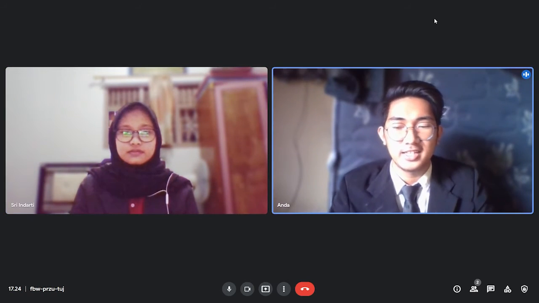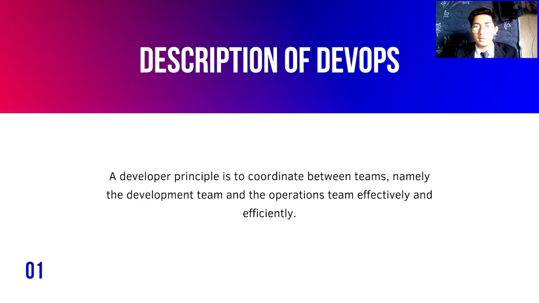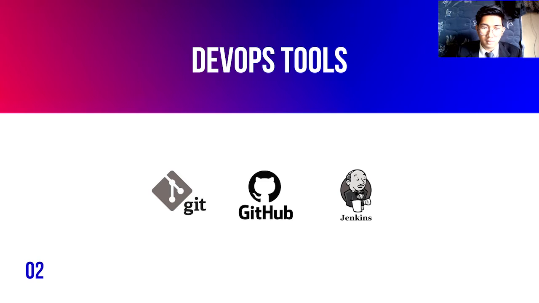Okay, let's begin. Description of DevOps. A DevOps principle is to coordinate between teams, namely the development team and the operation team, effectively and efficiently. In this project, we use the DevOps tools Git, GitHub, and Jenkins.